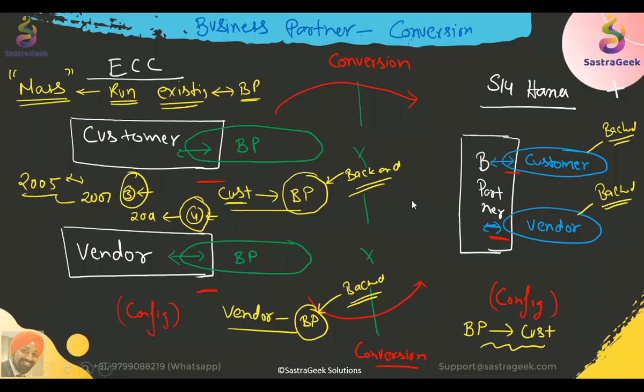Then we discussed what happens in the conversion. In conversion, we need to maintain the CVIs. We need to maintain the linkage between your customers and vendors with the business partner within the ECC itself before we move ahead to S/4HANA. So that linkage needs to be set up within the ECC itself.